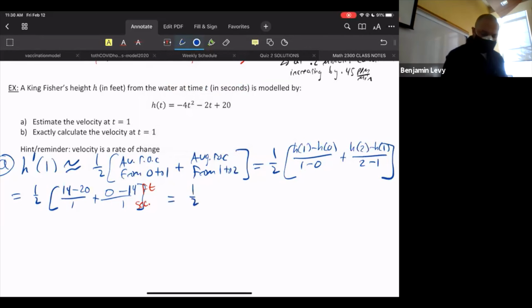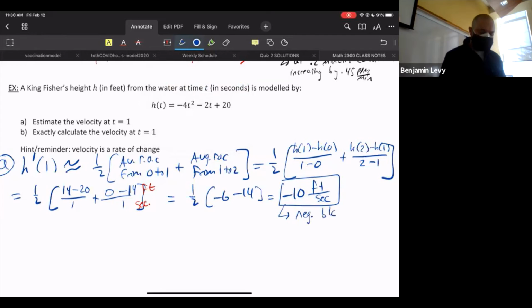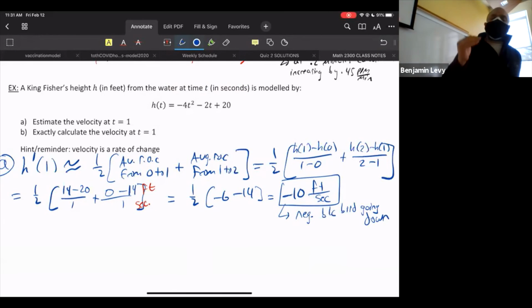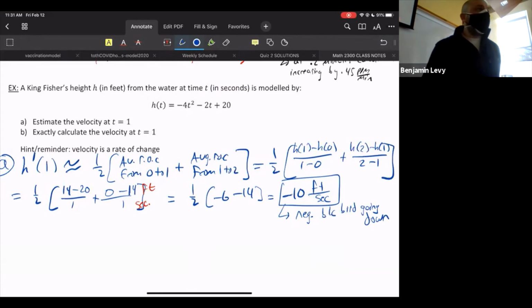This turns out to be 1/2 minus 6 minus 14 minus 10 again. And I'll just remind you, it's negative because the bird's going down. And it just happened to be the same as it was last time. It's total coincidence. Usually not the case.